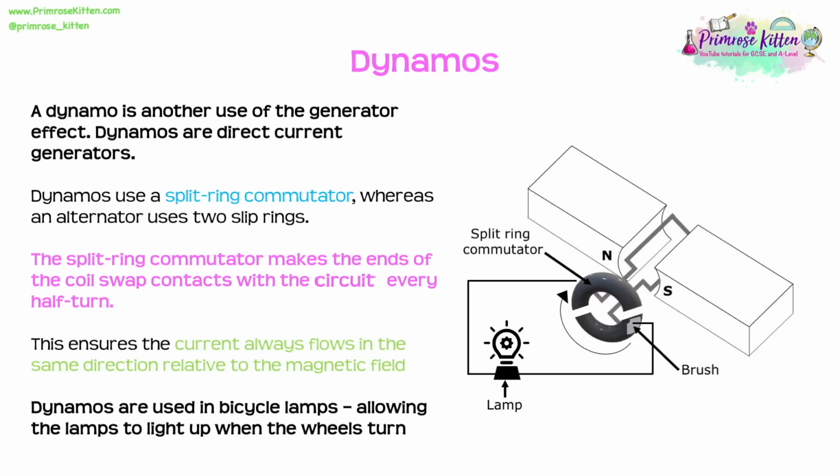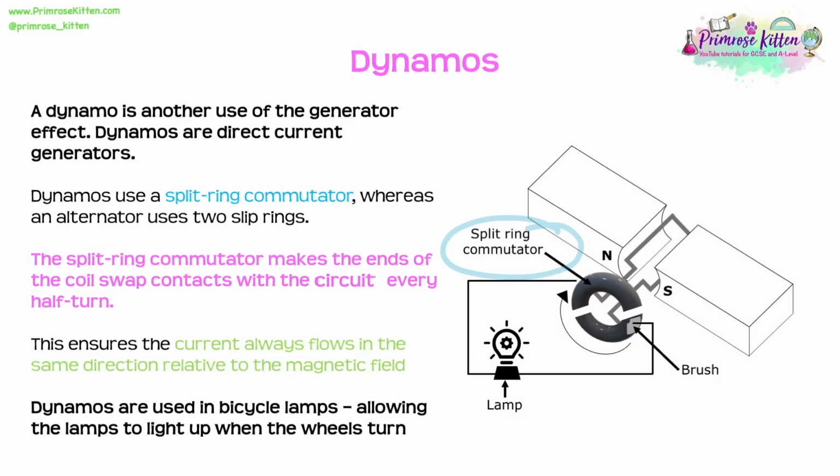A dynamo is another use of the generator effect. Dynamos are direct current generators this time. Now, as you can see in this diagram, dynamos use a split ring commutator instead of those slip rings that our alternator did. The importance of this split ring commutator is that it's going to make the ends of the coil swap contacts with the circuit every half turn. And the importance of this is it ensures that the current will always flow in the same direction relative to the magnetic field.